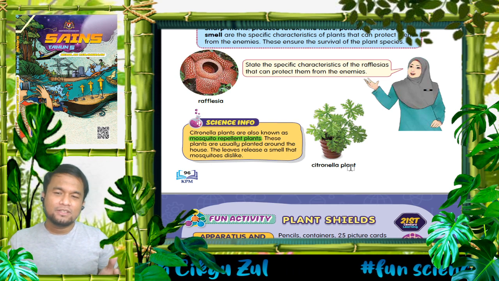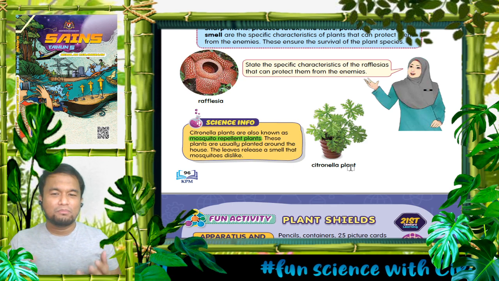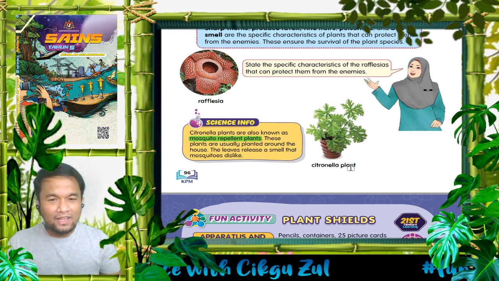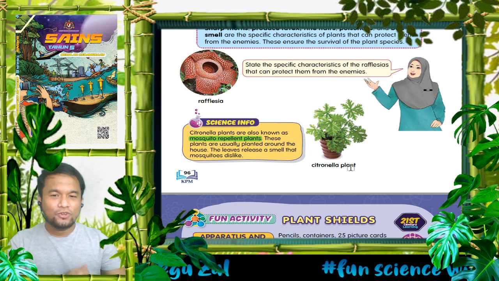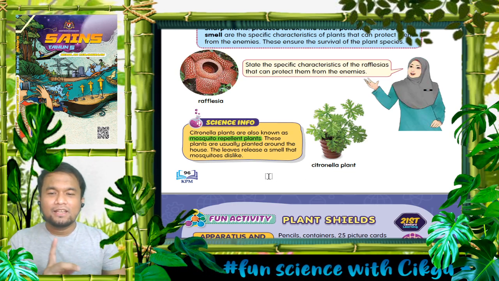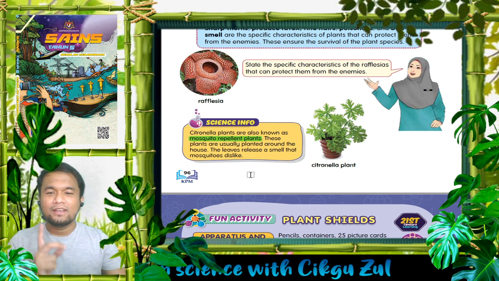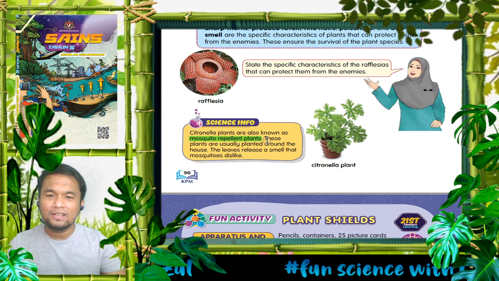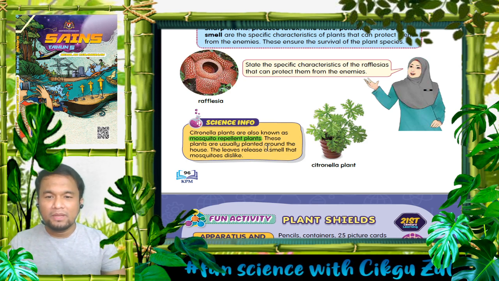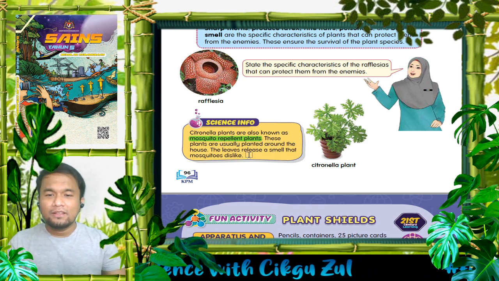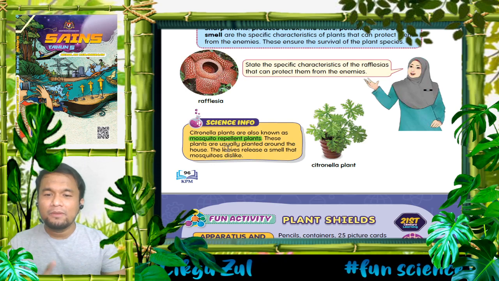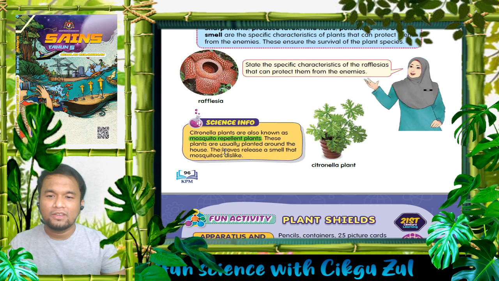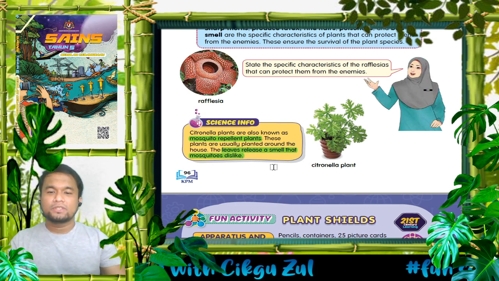Instead of using chemical spray like Baygon or Shieldtox or whatever the brand, you can plant this citronella plant at your house and it acts like a repellent for mosquitoes. Because these plants are usually planted around the house and the leaves of the plant release a smell that mosquitoes dislike. Okay, I would like to highlight these words here.